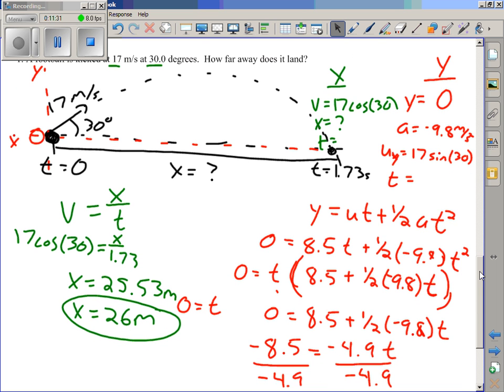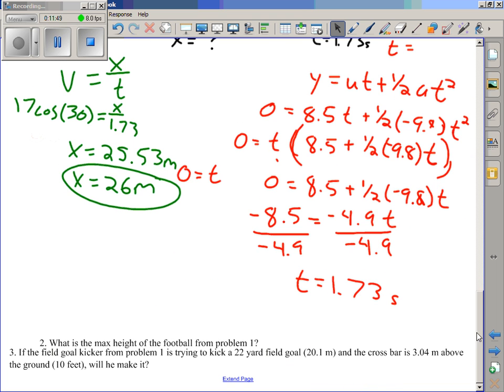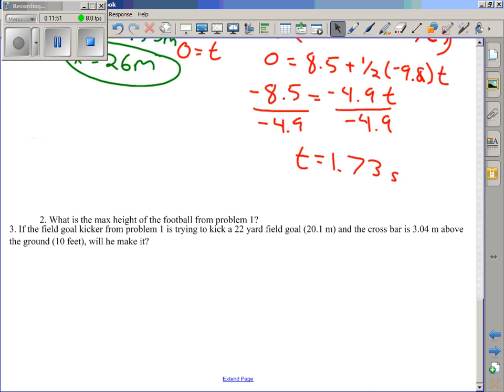Questions about this problem? You work it the exact same way. The only difference here is the initial velocities, right? You've got to divide into components: velocity cosine the angle for the x, velocity sine the angle for the initial y. Okay? Work another one.